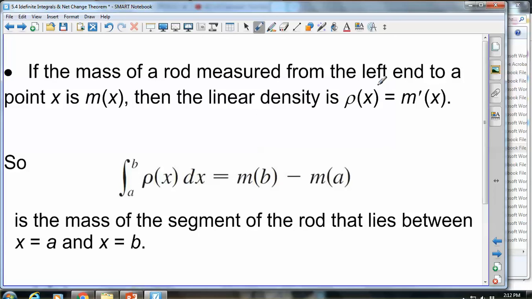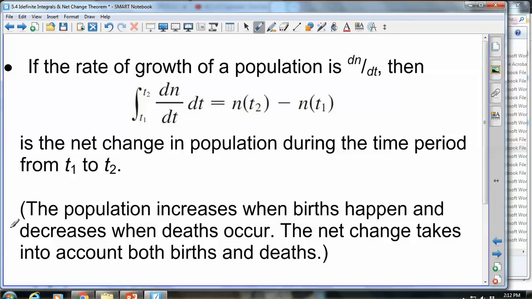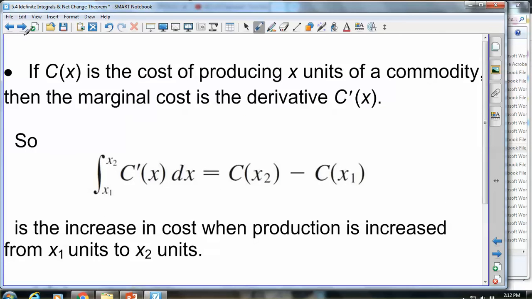A few more, if I have the mass of a rod measured from the left to a point on it, that gives me my linear density as the derivative. So if I asked you to do the antiderivative of your linear density, that gives you the mass in between that segment. If you have a population growth, then if you integrate a population growth, a rate of change of population, you get the actual amount your population has changed during that time.